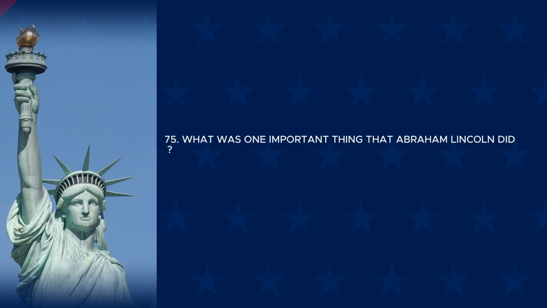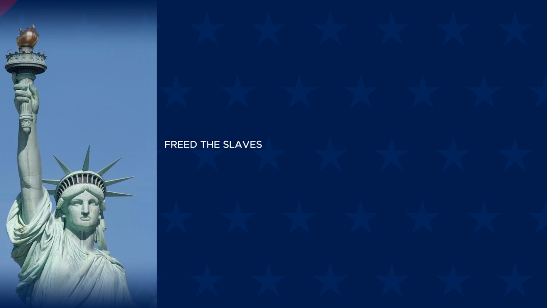Name one war fought by the United States in the 1800s. The Civil War. Name the U.S. war between the North and the South. The Civil War. Name one problem that led to the Civil War. Slavery. What was one important thing that Abraham Lincoln did? Freed the slaves. What did the Emancipation Proclamation do? Freed the slaves. What did Susan B. Anthony do? Fought for women's rights.